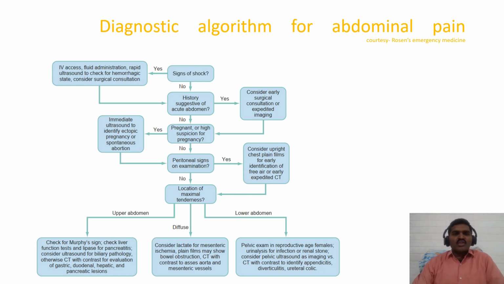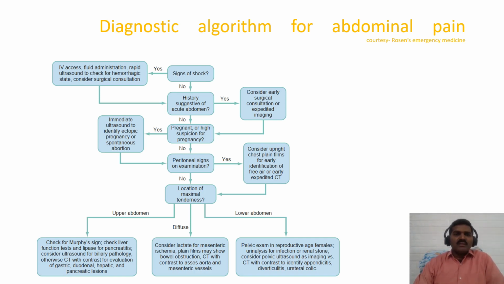There are no signs of shock. The history is suggestive of acute abdomen? Yes, consider surgical consultation or expedited imaging. There are no signs suggestive of an acute abdomen. You look for pregnancy or high suspicion for pregnancy. This could be due to an ectopic pregnancy. Do an immediate ultrasound and identify ectopic pregnancy or spontaneous abortion if present.